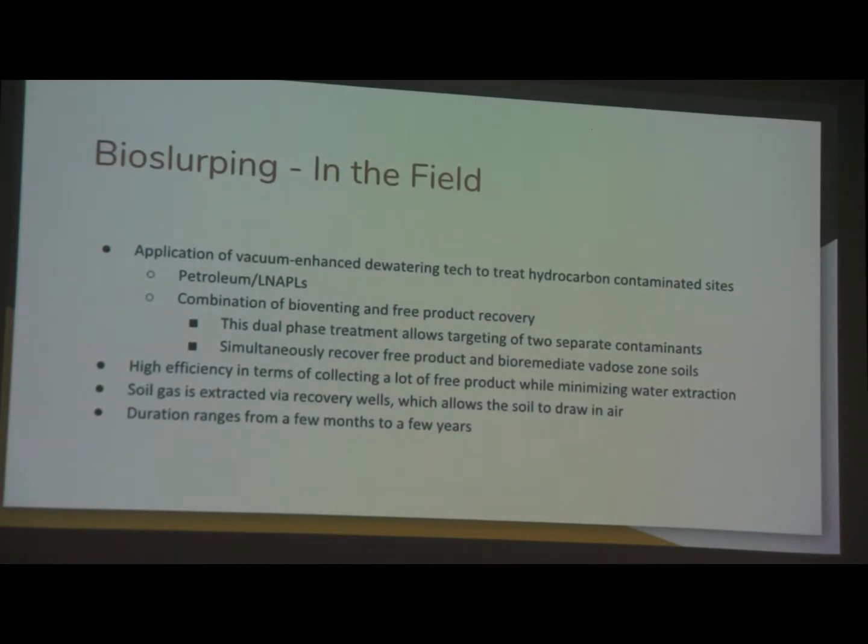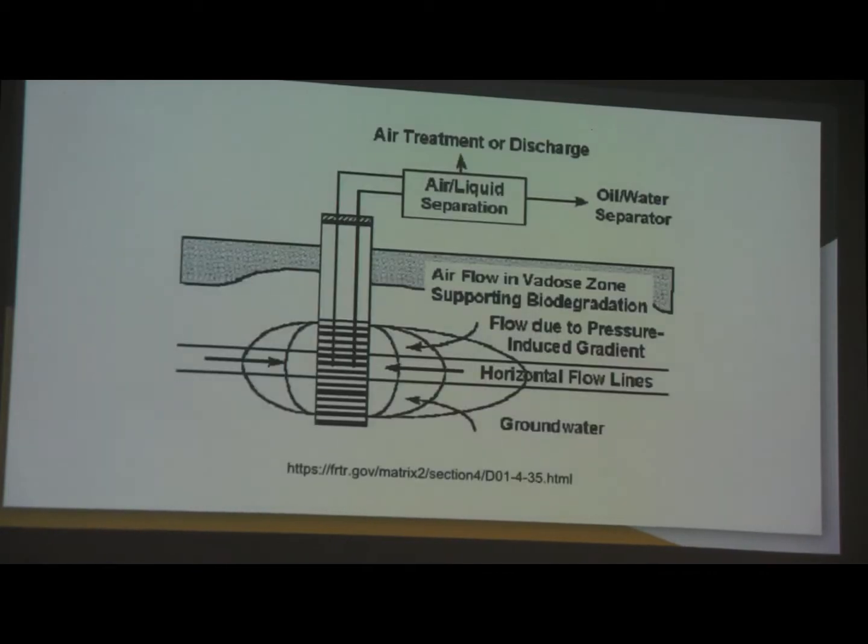Again, that's those biovents, and while the soil gas is extracted, that's going to leave room for air to get drawn in. So the bioslurper will actually be able to be converted to a biovent relatively easily once it's done its job. And this is like a median range of treatment as far as the technologies we're going over, ranging from a few months to a few years. So this air-liquid separation box up here, this is the bioslurper, and that's what's going to draw in the LNAPLs.